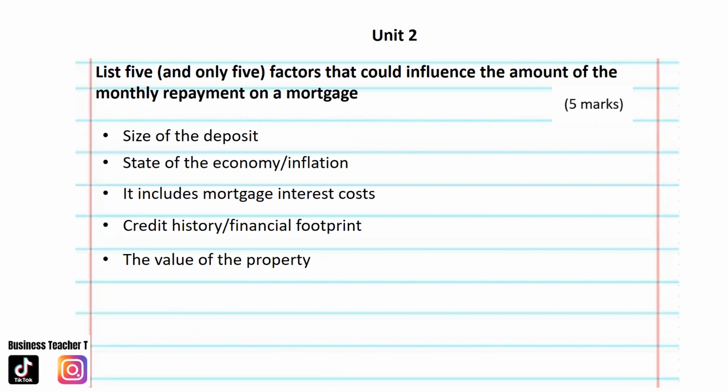Size of the deposit, state of the economy, inflation, credit history, financial footprint, and the value of the property. Now for these answers, you may have had other answers, other appropriate answers as well, which could be credited, and that's perfectly fine.